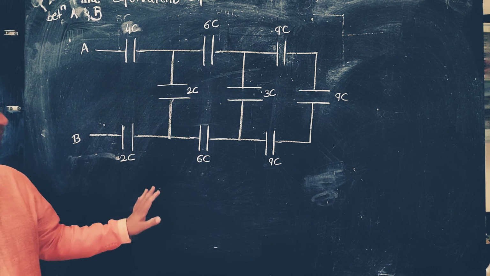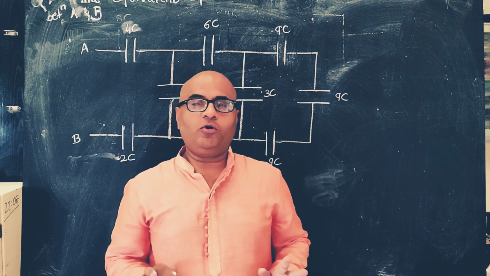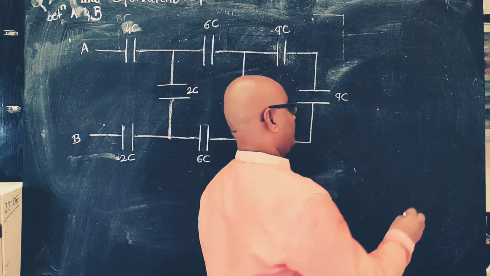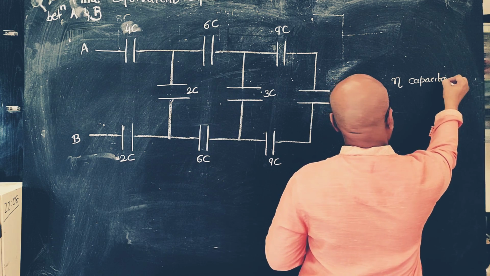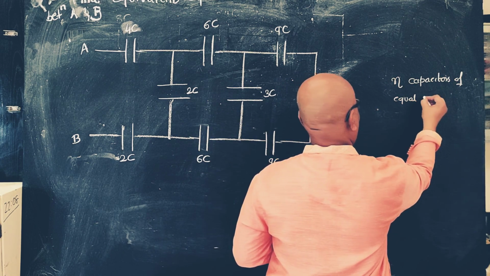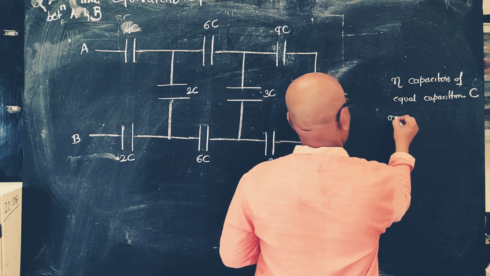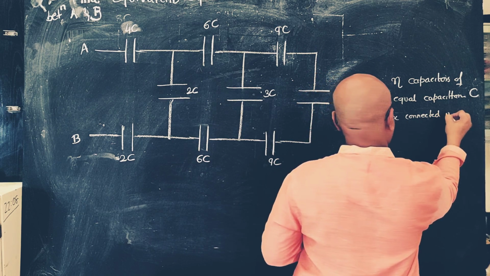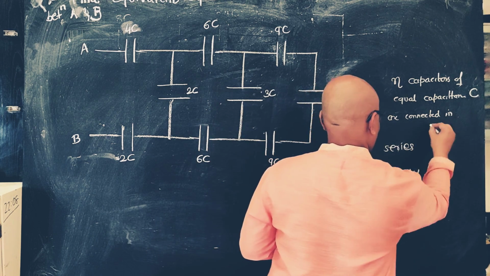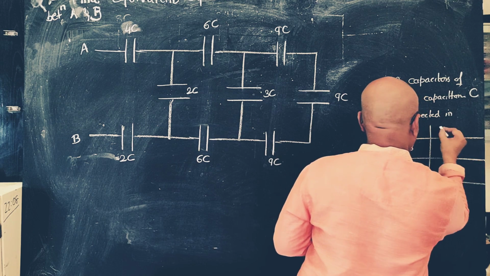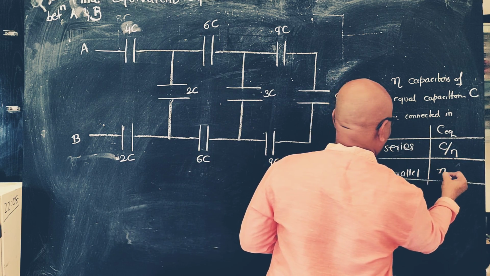Let's take the next problem. The question remains the same: find the equivalent capacitance between A and B. Now one very important point that you must note: if n capacitors of equal capacitance C are connected in series or in parallel, then for series the equivalent capacitance will be C upon n, and for parallel it will be n into C.